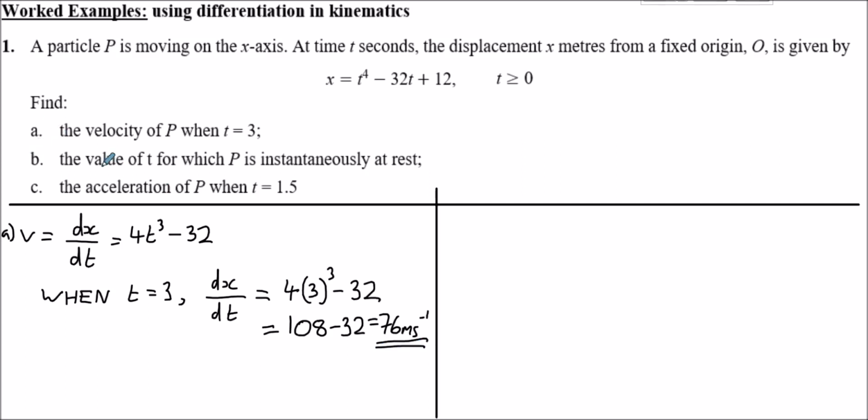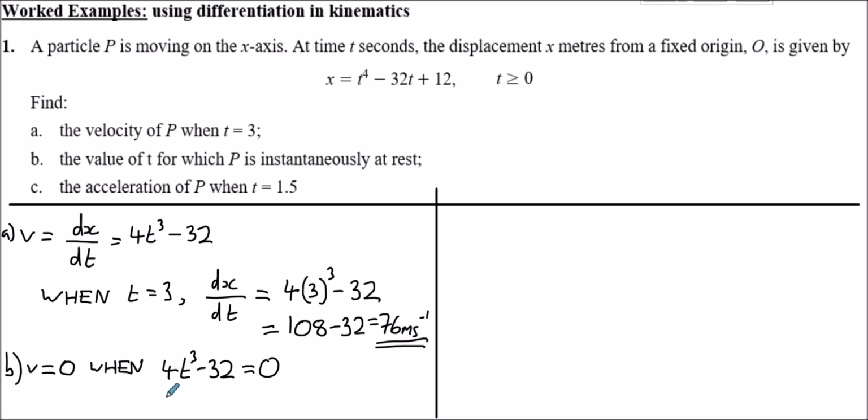For part B, the value of t for which P is instantaneously at rest. So for part B, when it's at rest, velocity is 0. And so v is going to be 0 when the velocity function is equal to 0. So we want to solve this equal to 0. So when is 4t cubed minus 32 equal to 0?